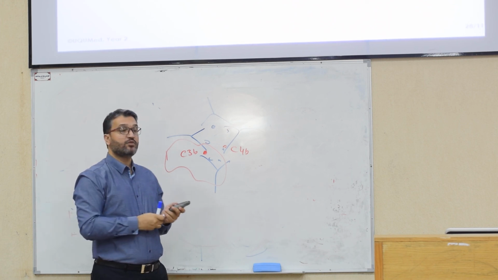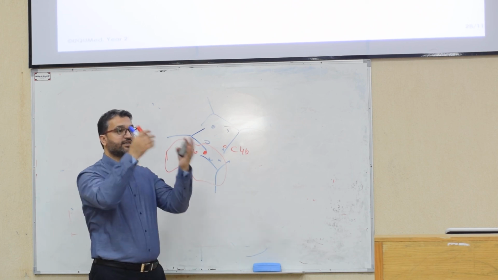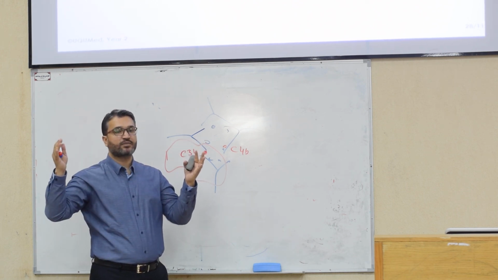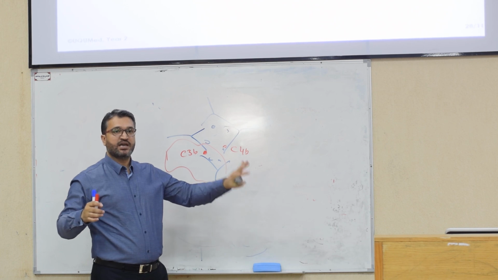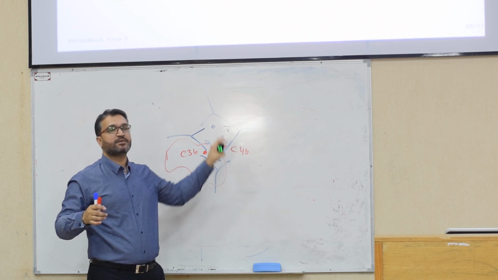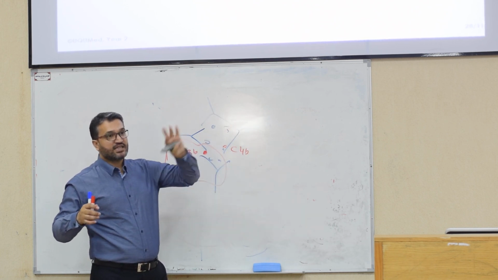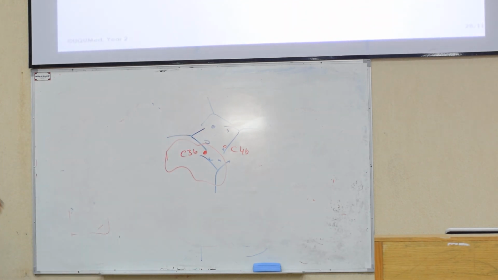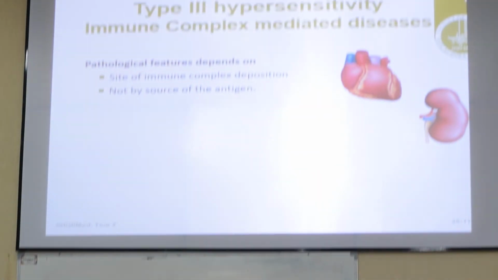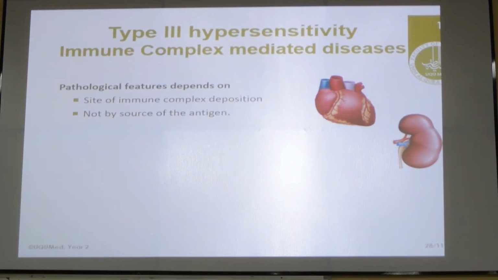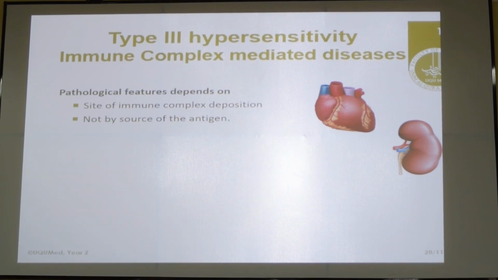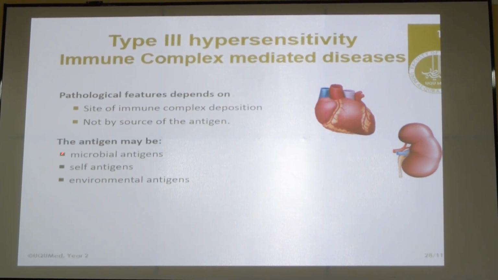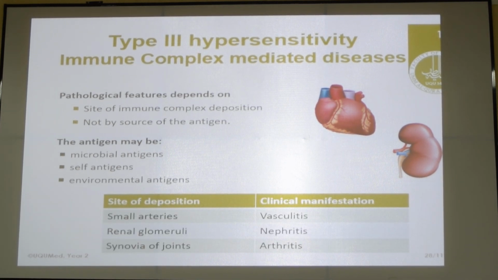But what if the immune complex formation is increased? Too many immune complexes are formed, then the body cannot clear it up. The complement will not be enough to clear it up. Macrophages will be tired. These immune complexes then will be deposited. So that's why the important point is the site of immune complex deposition, where they are deposited, and not the source of antigen. Antigen may be microbial, self-antigen or environmental antigen, but where they get deposited matters.